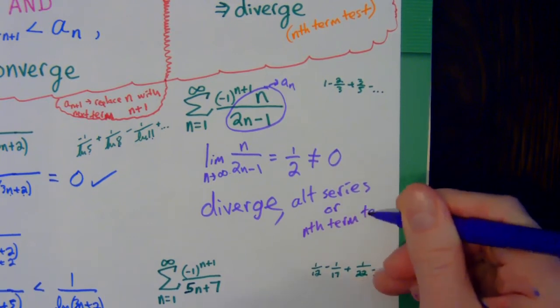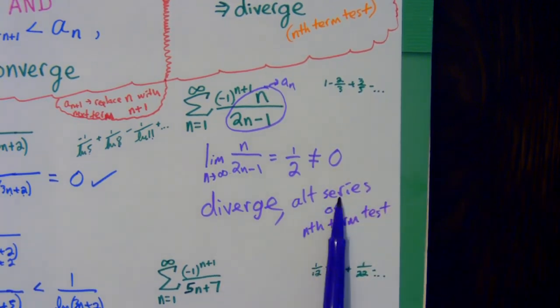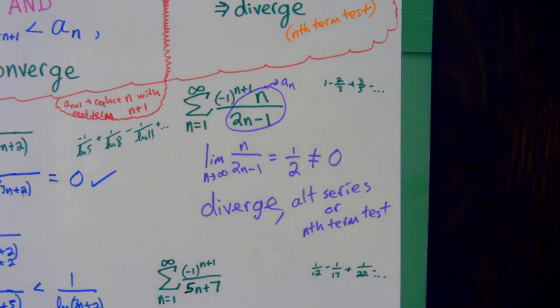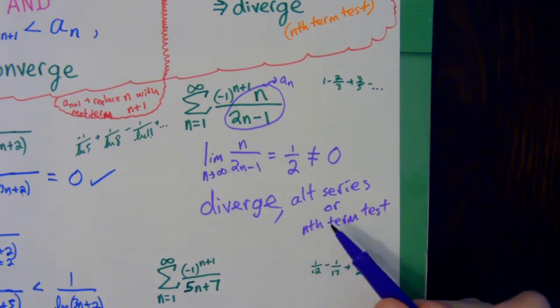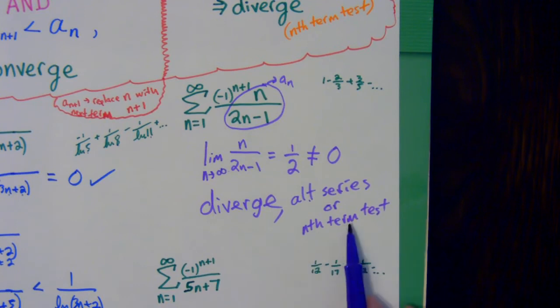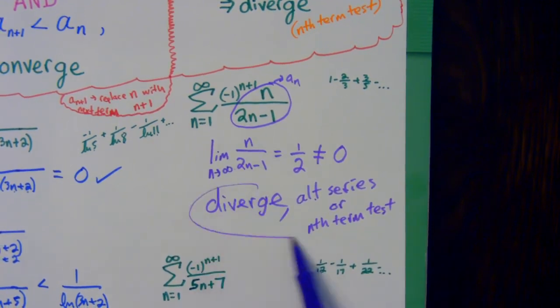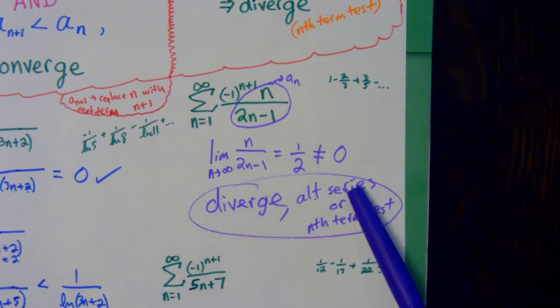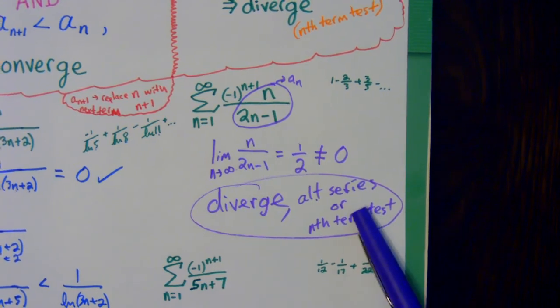So if you wanted to be safe, you could always use your nth term test because you could only use alternating series if it's actually an alternating series. If it's not an alternating series, you can't put alternating series down for that reason. You would have to put that nth term test there. But there's an example of something that diverges, and you just got to give me one of these reasons. You don't have to give me both of those tests there.